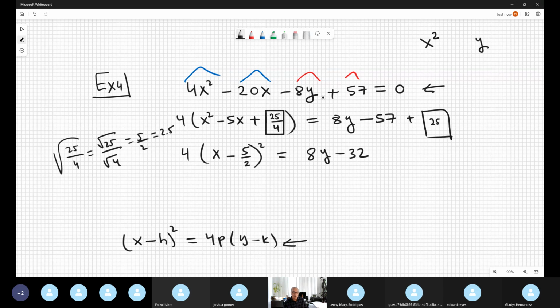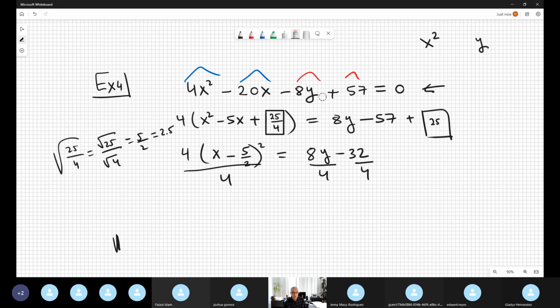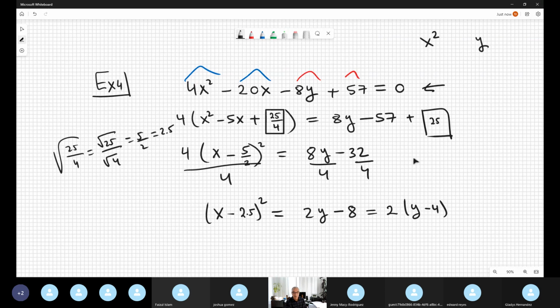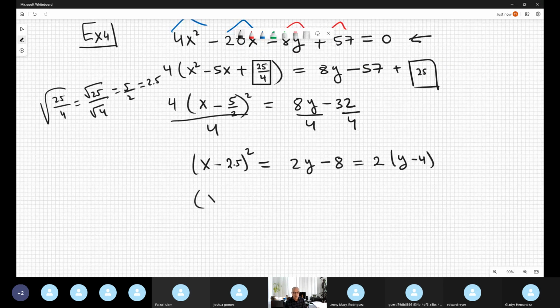Because remember, in the formula we have coefficient 1 here. You divide by 4 both sides. Let's see. We almost finished. We have x minus 2.5 squared is equal to y minus a. Okay, if you factor out 2 outside, 2 times y minus 4. Okay, and now it looks very, very similar to this. x minus 2.5 squared is equal to 2 times y minus 4.